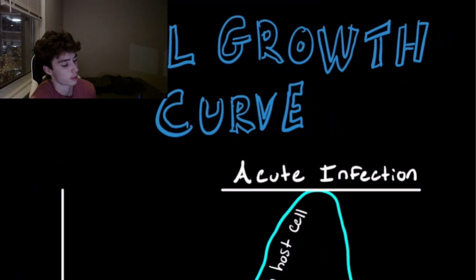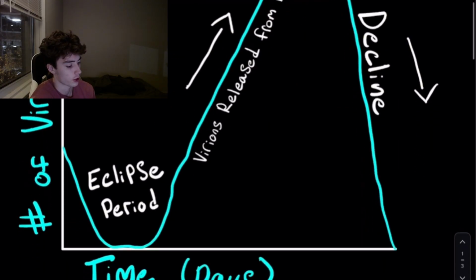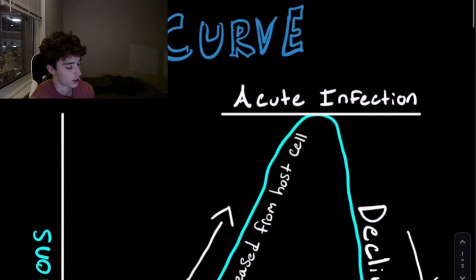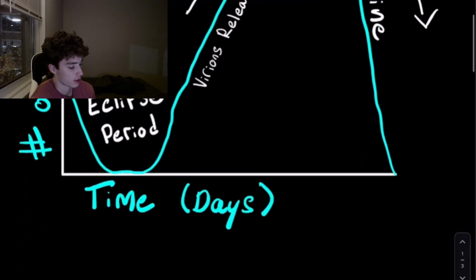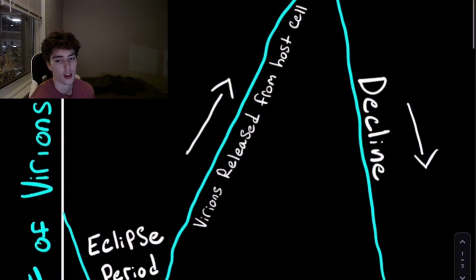So another topic that I want to talk about is a viral growth curve and what that looks like. Similar to an exponential growth curve, we can see a rise and we can kind of see a plateau and then we see a decline. The biggest thing that I want to emphasize here is the eclipse period and why that was confusing for me and why that might be a little confusing for you.